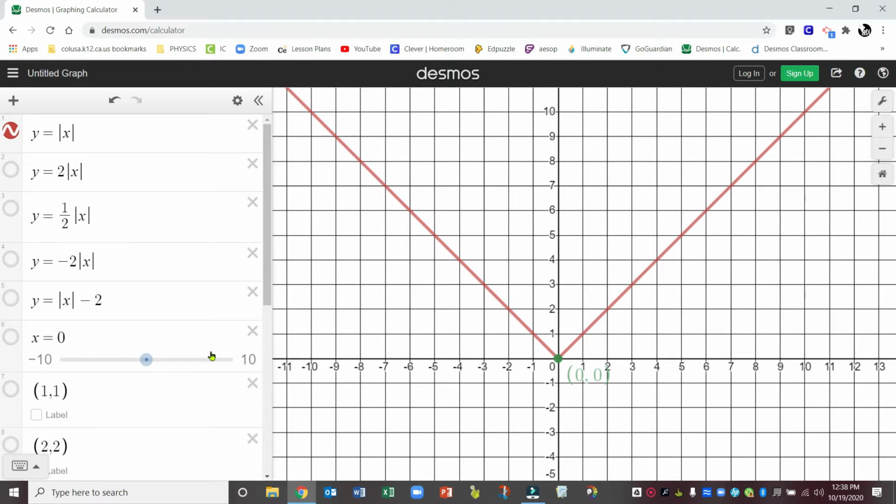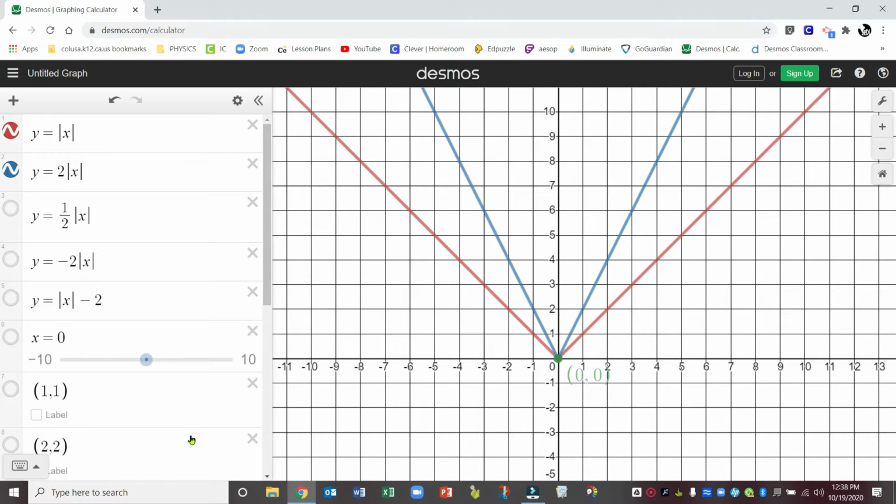Now we're going to compare our graph to the graph of y equals 2 times the absolute value of x. And so this blue graph is y equals 2 times the absolute value of x. And the red graph is our parent function, y equals the absolute value of x. You can see that they have the same vertex. They have the same axis of symmetry that divides them into mirror images.